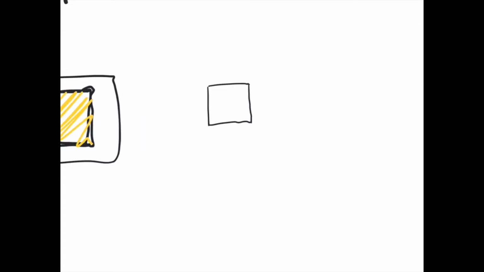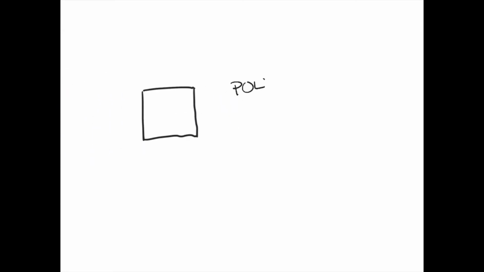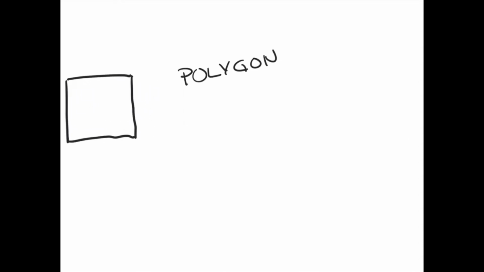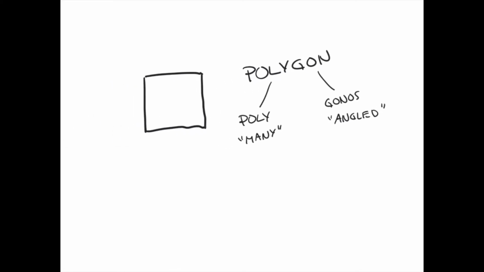Now, an enclosed shape like this, for example, if we're imagining this was a square, is called a polygon. The word polygon comes from two Greek words. The first one, poly, means many, and the other word, gonos, means angled. So a polygon really just means a many-angled shape.